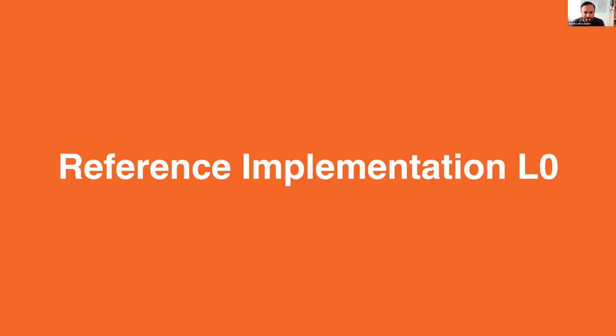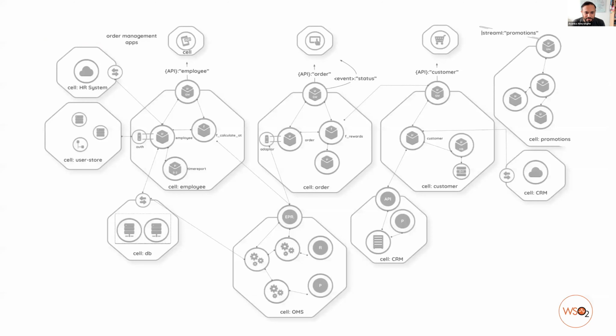And if you look at a reference implementation, I took an example with the employee cell, order cell, and a customer cell. So it will connect to many other cells inside the organization. And if you look at each and every cell, they expose their capabilities as APIs as well. So based on your business problem, you can define these cells.